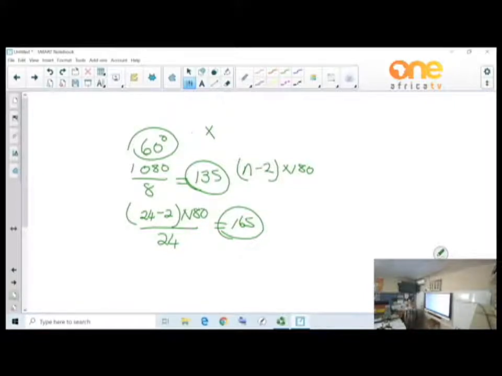Number 63. The tangents PQ and PR are drawn from P to the circle center O. The tangent PR and the diameter QT are produced to S. RQT is 34 degrees. Okay, now, this is all the circle geometry, all those rules on circle geometry.